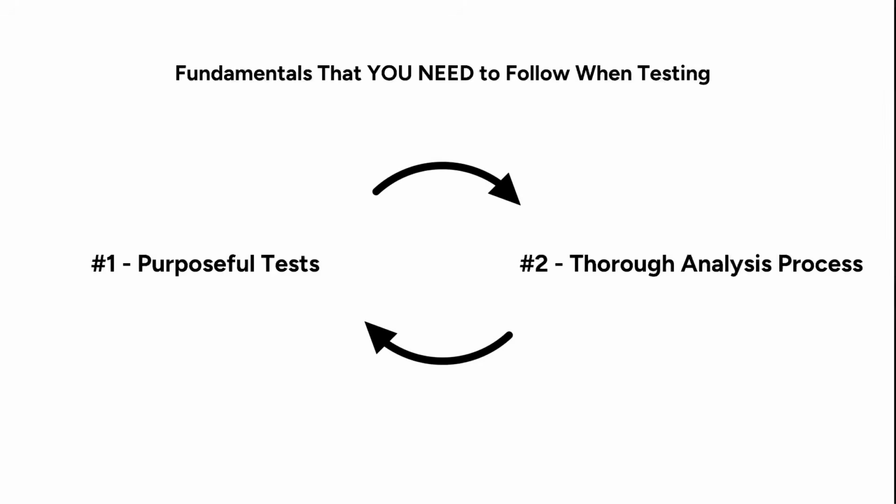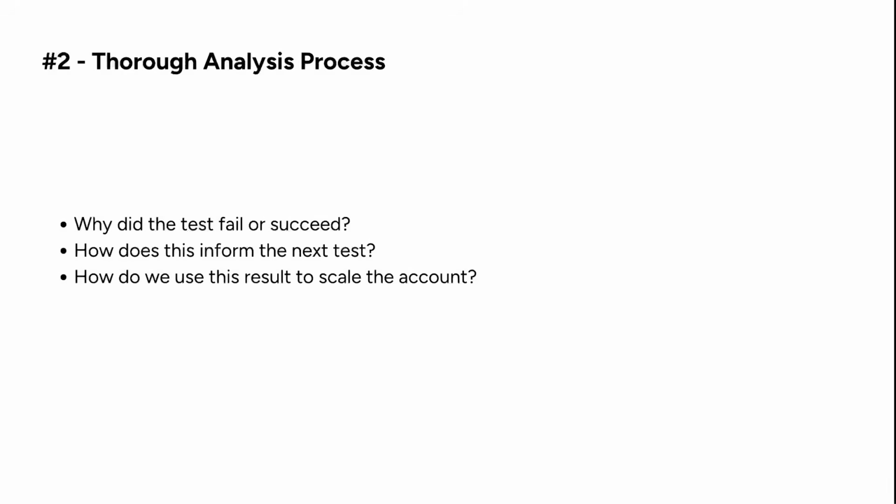Number two is the thorough analysis process. So what does a thorough analysis process actually look like? Well, firstly, we need to ask ourselves the question, why did the test fail or succeed? How is this going to inform the next test? And then how do we use this result to actually scale the account?